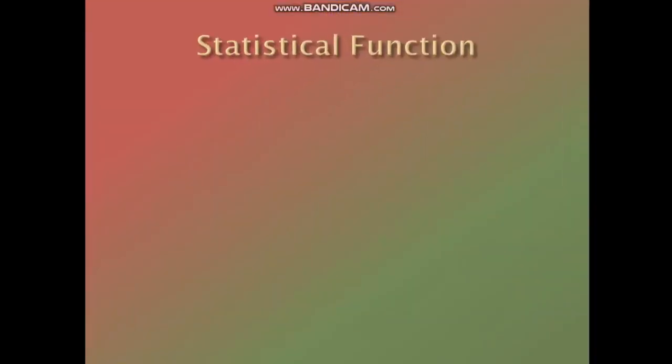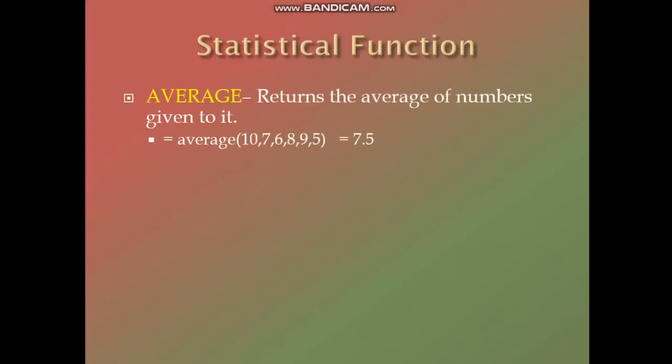Function number 1, average. As the name indicates, average returns the average of the numbers given to it. But in a spreadsheet program like Calc or Excel, you have to use the equal sign, function name, and the arguments. Arguments can be numbers or cell range. In the given demo example, I have used the cell address. Cell address comes with the colon sign. So that is the average function.